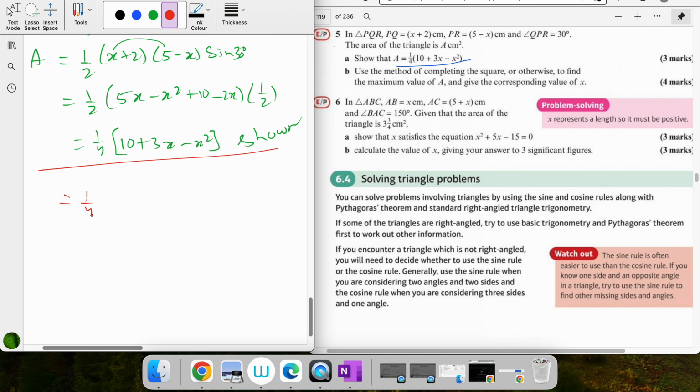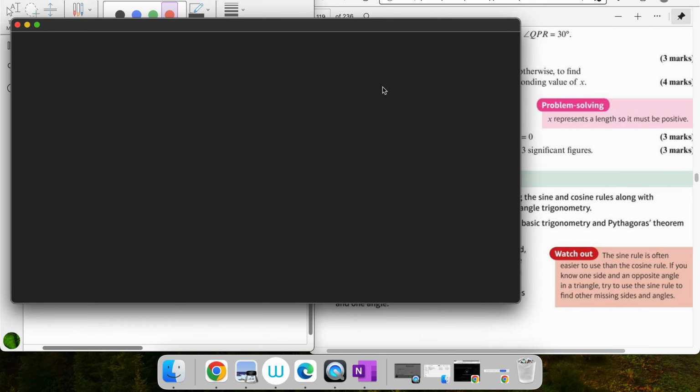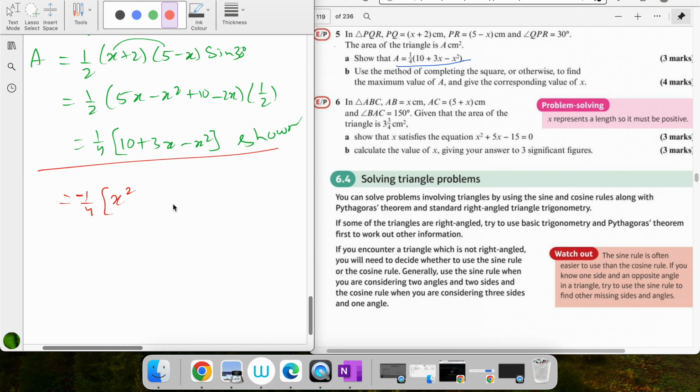So it is 1 by 4. When we solve for this, I'm bringing this negative sign outside and writing it as minus 1 by 4 x square, or let me just write it as it is.